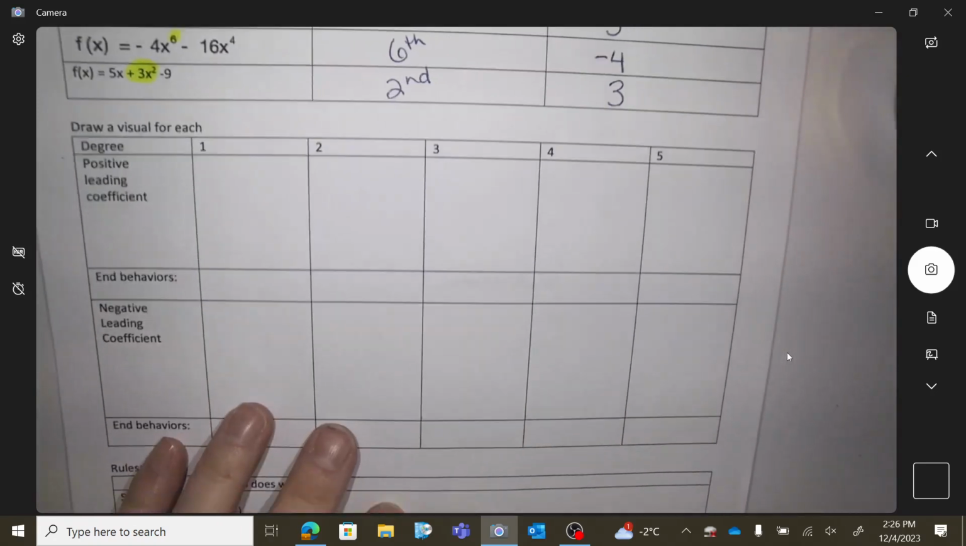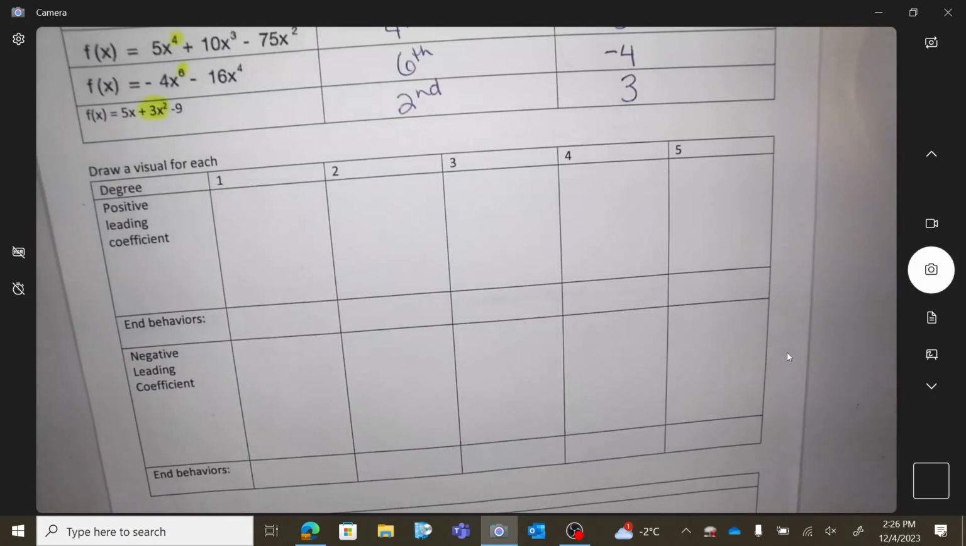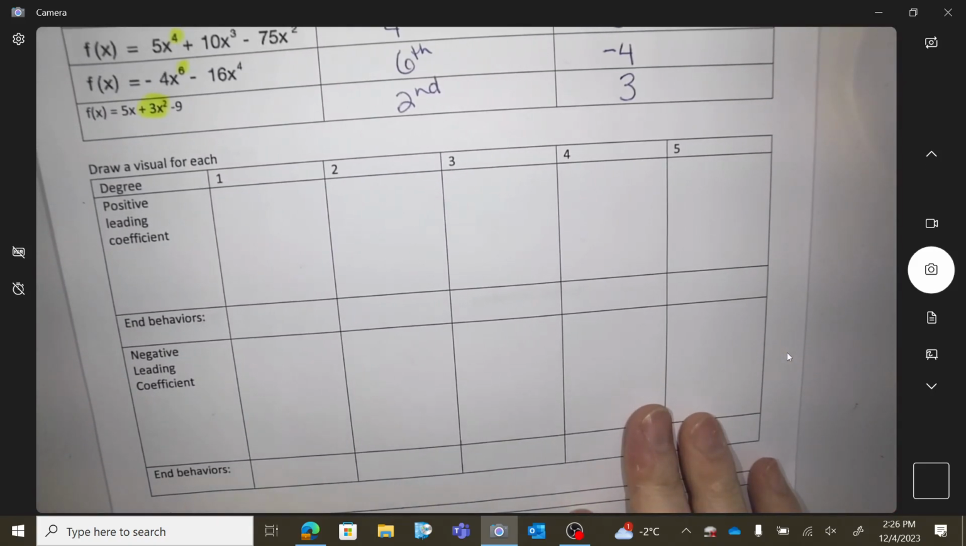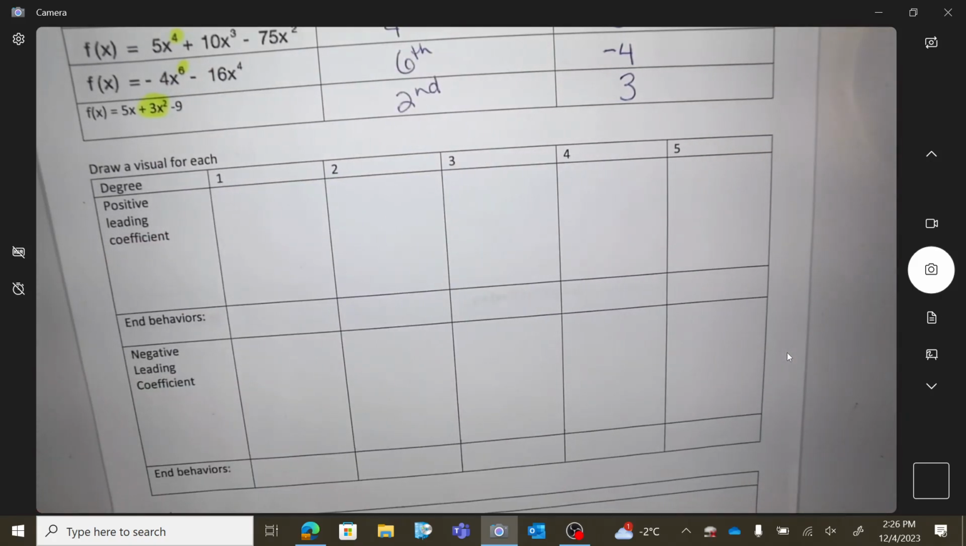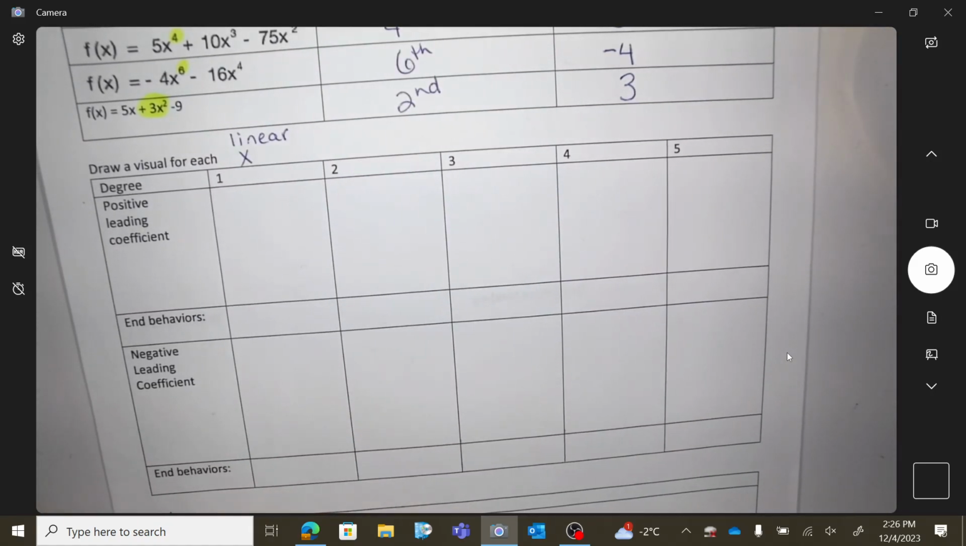Okay, we're going to go up to 5 degrees of graphing. So 1 degree, you've already done that in grade 10. What did you graph in grade 10? When you graph just an x, what kind of shape does it make? A line. So it's called a linear function, the name of it.